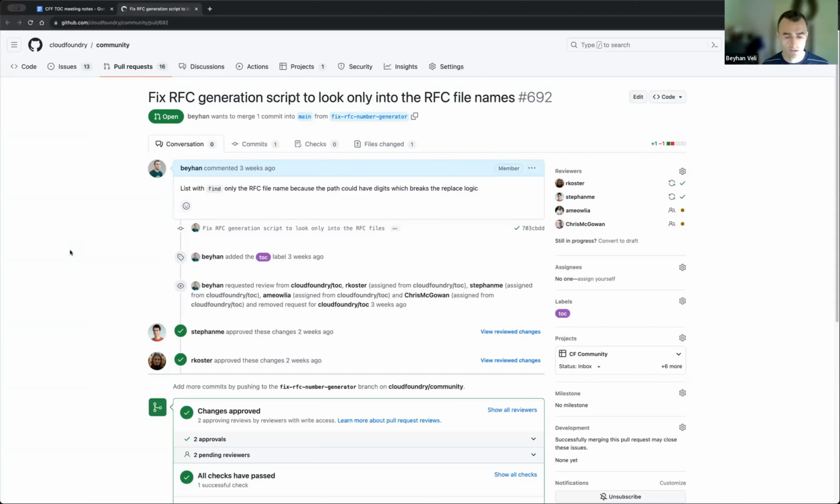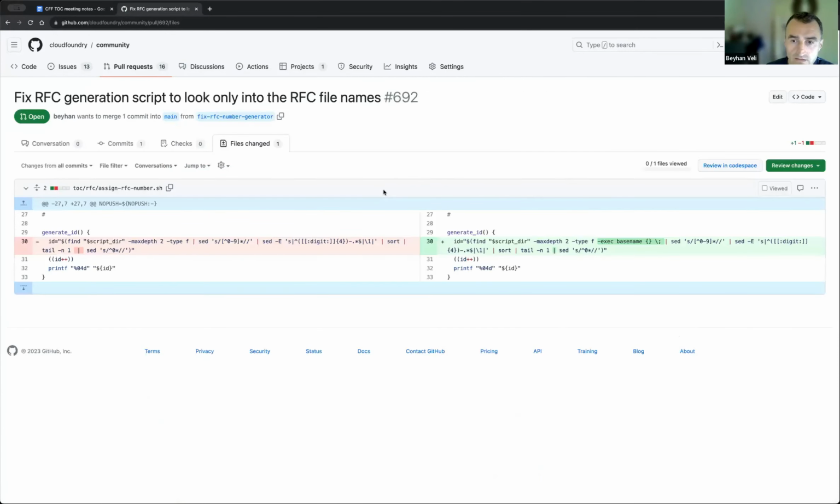So last time we had approved an RFC, and I want to generate the number for that RFC with the automation we have. Unfortunately, it failed on my machine because at SAP we have digits in the path of your home directory, and with such a path the search and replace logic fails, because it finds the digits in the path and doesn't work correctly when generating the next ID. That's why I tried to fix it by adding exec base name, which gives only the file name.